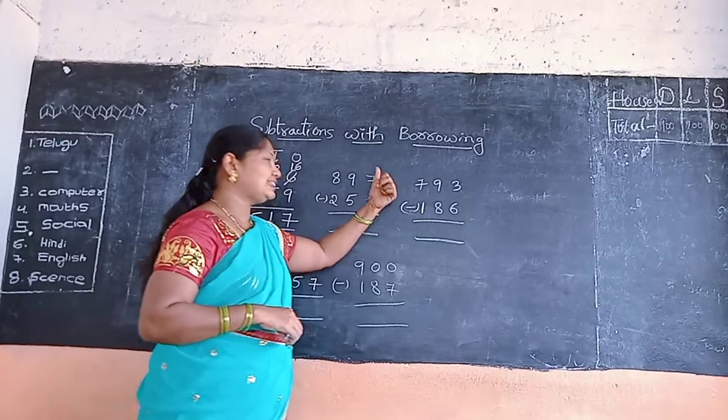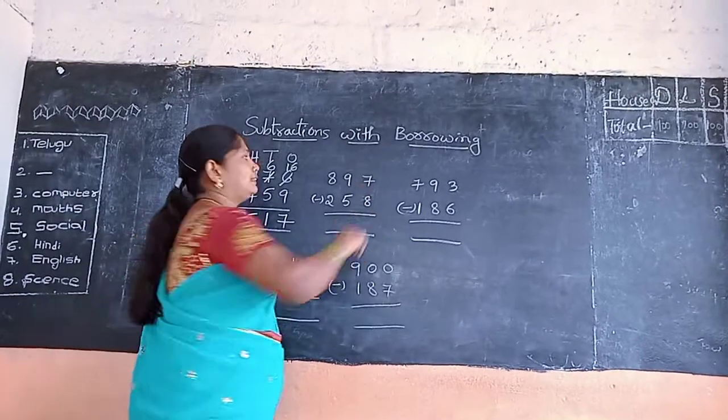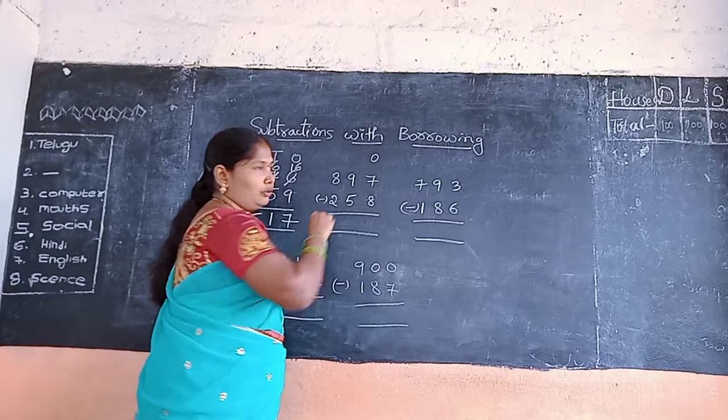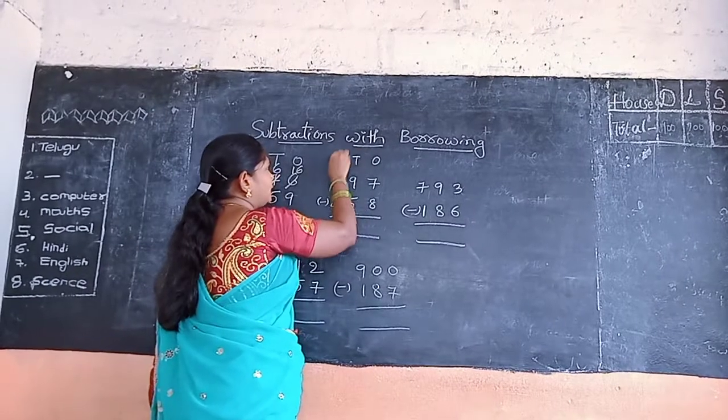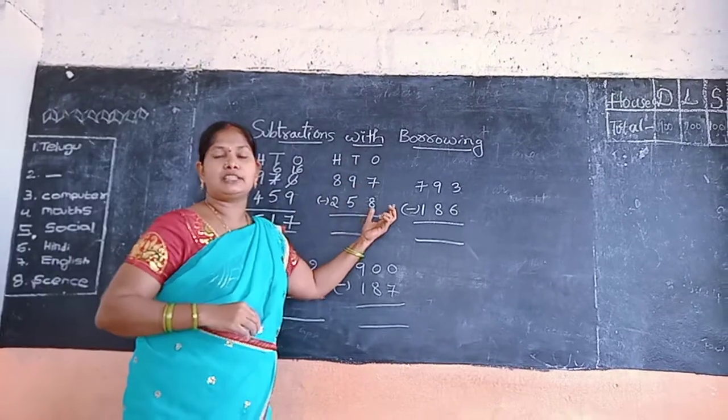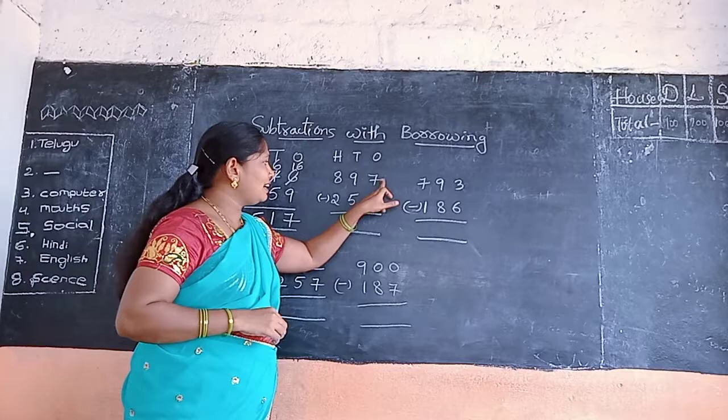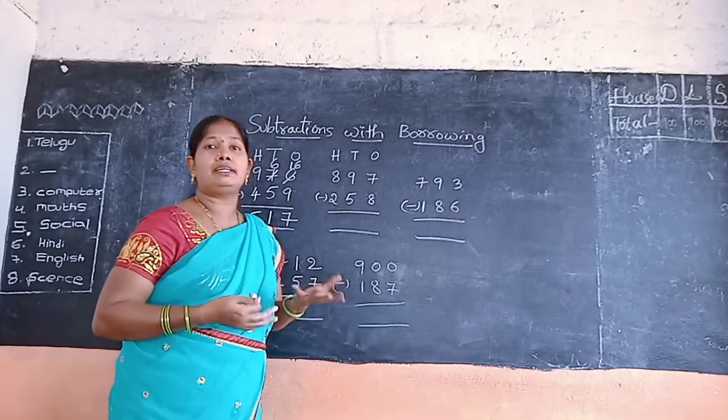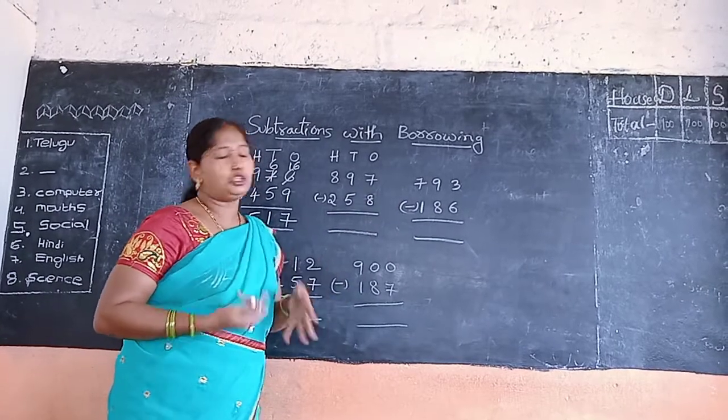Okay, first one is 7 is there, 7, 8. This is 1's place value. Okay, this is 10's place value. This is 100's place value. Okay, this subtraction is not possible. Why? 7 is less than 8. 8 is the big one. 7 is the small one. Okay, not possible to subtract.